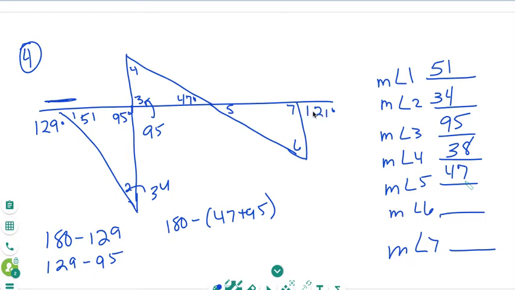Angle 7 and 121 are linear angles. So I'm going to take 180 minus 121, and I'm going to get 59 for 7. And 5 we said was 47. Now I can use my exterior angle again. If I take 121 minus 47, that's going to give me angle 6. So 121 minus 47 is going to give me 70.